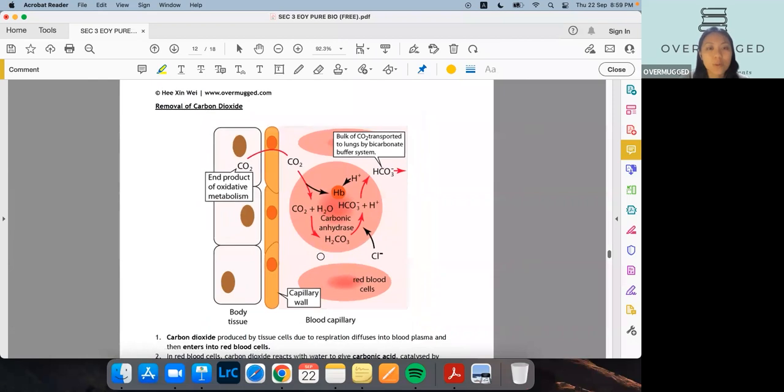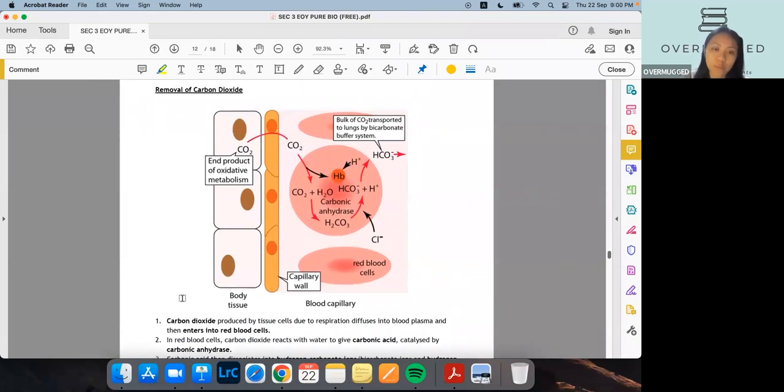Okay, so carbon dioxide is produced by tissue cells, and we need to remove that. All our cells that carry out aerobic respiration will produce a lot of carbon dioxide. It will be transported as a waste material into the blood capillaries at any capillaries: liver, muscle, kidney, everything. So carbon dioxide will diffuse into the blood plasma and then enter the red blood cell. This is what happens. This is the cells, and then it diffuses across. That is the exchange of material that we're talking about in capillaries.